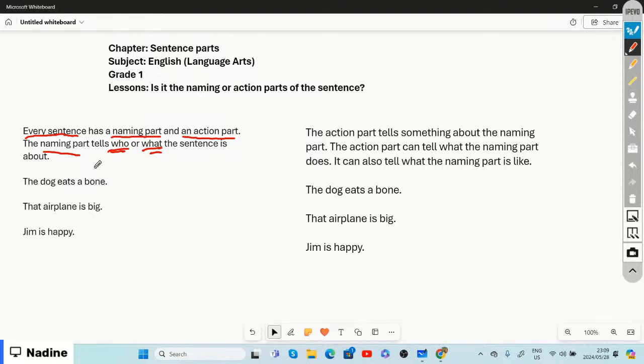And if we look at an example, it says, the dog eats a bone. So if we were to identify the naming part within that sentence, which tells us who or what the sentence is about, then we would say that our sentence is about the dog.